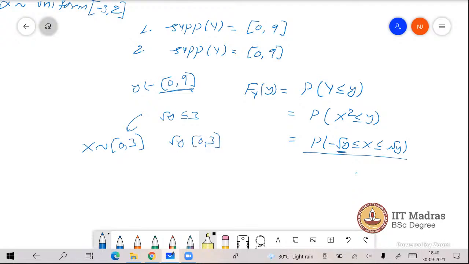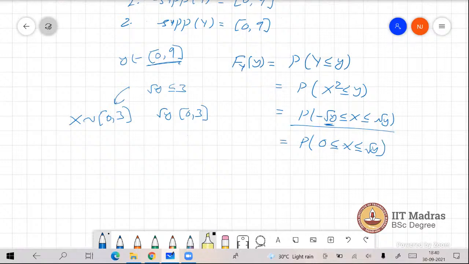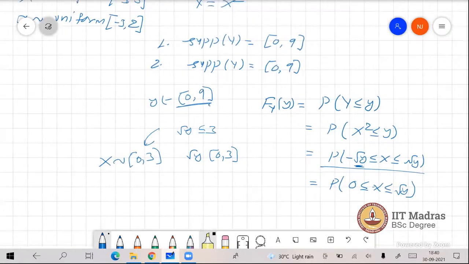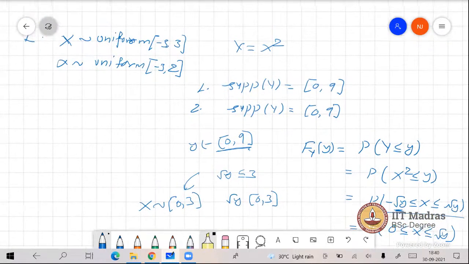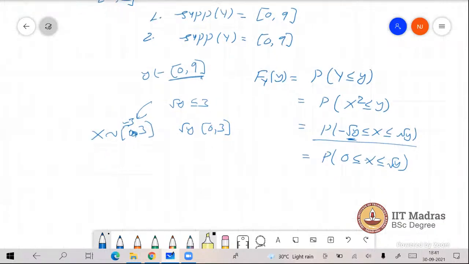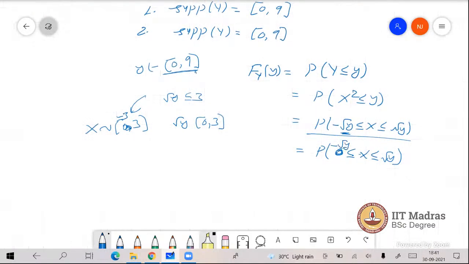But not minus, right? So I can write it as 0 to x to root y. But x is between minus 3 and 3. Here the support is minus 3 to 3. So here I need not worry about minus root y, because again minus root y is inside the support of x, right?